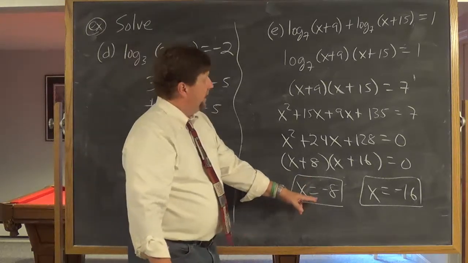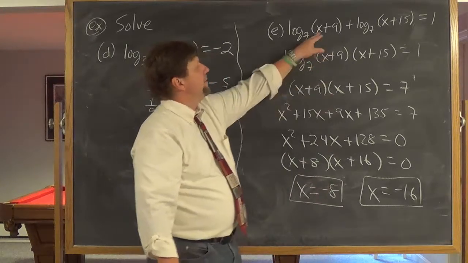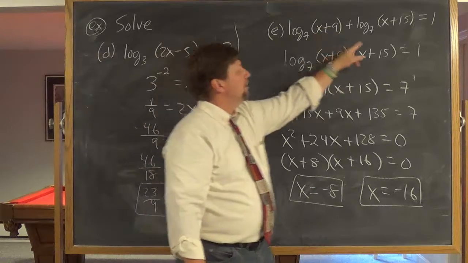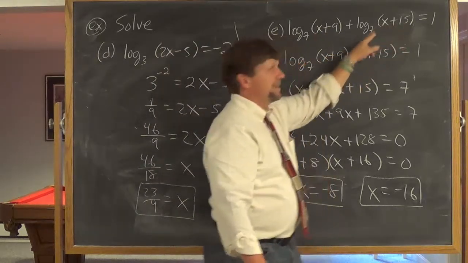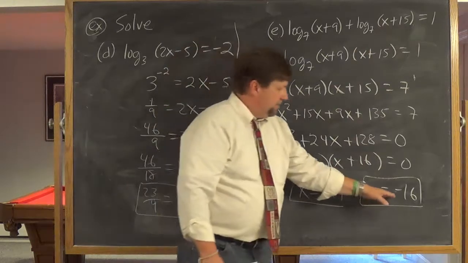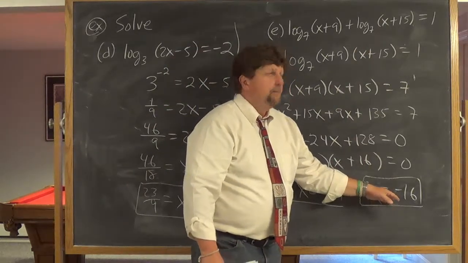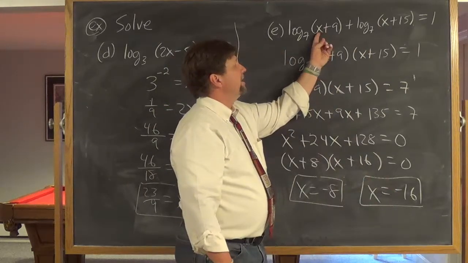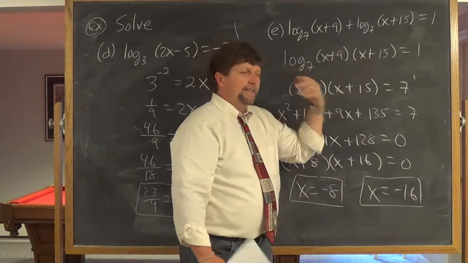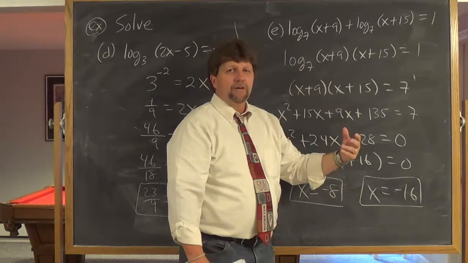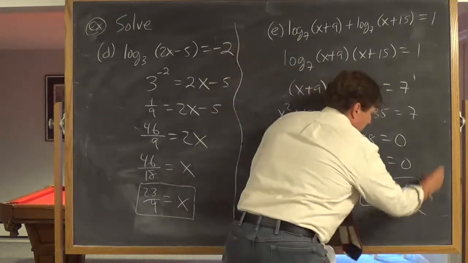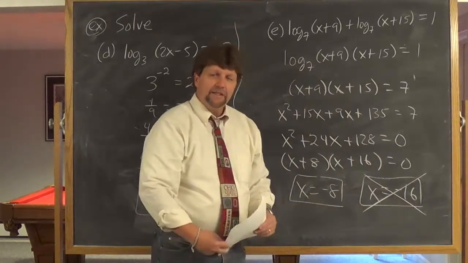So let's see, if negative 8 comes in here for x, well, that would be positive, which seems cool, and that would be positive. So I have a pretty good feeling about negative 8 being a solution. Check out negative 16. Put negative 16 in here for x. Negative 16 plus 9 is negative 7. Can you take the logarithm of a negative number? No. So this is a bogus solution. It's an extraneous solution.